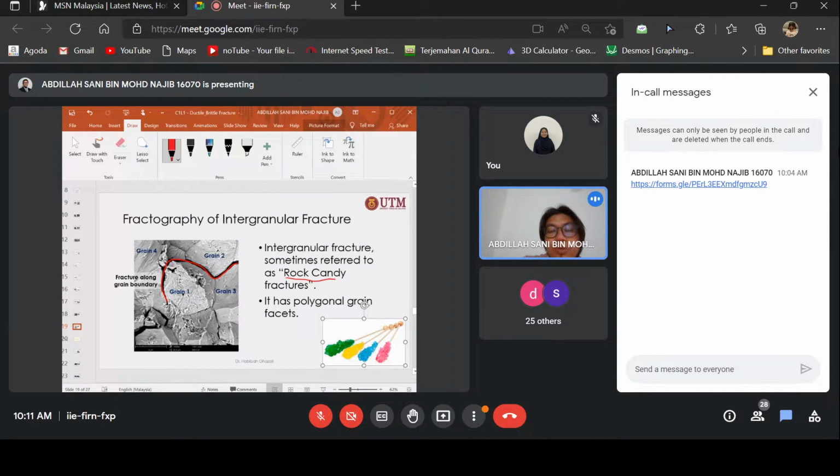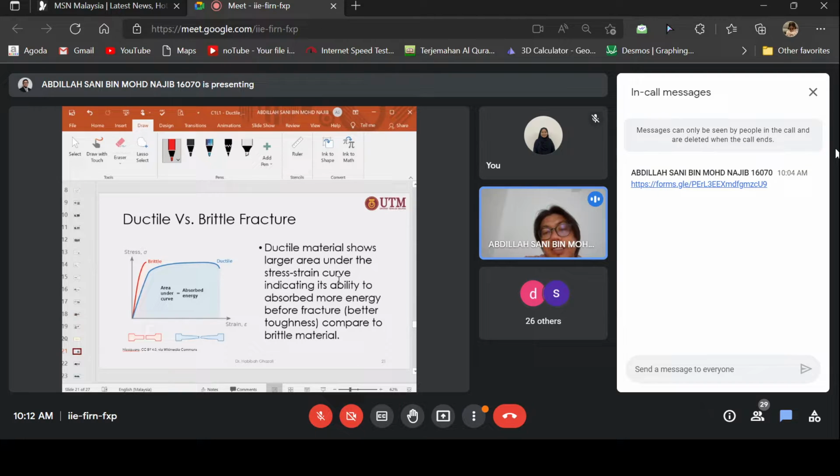So right, that is more or less about ductile and brittle fracture. So now we continue the comparison of ductile and brittle fracture. So as you can see right here, okay, ductile materials show larger area under the stress strain curve, indicating its ability to absorb more energy before fracture, means better toughness compared to brittle material.